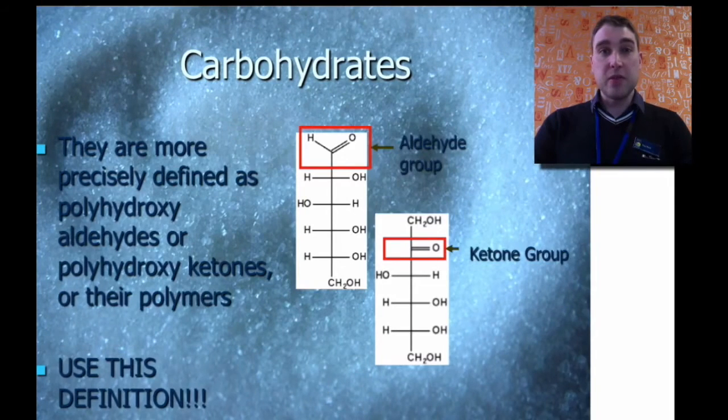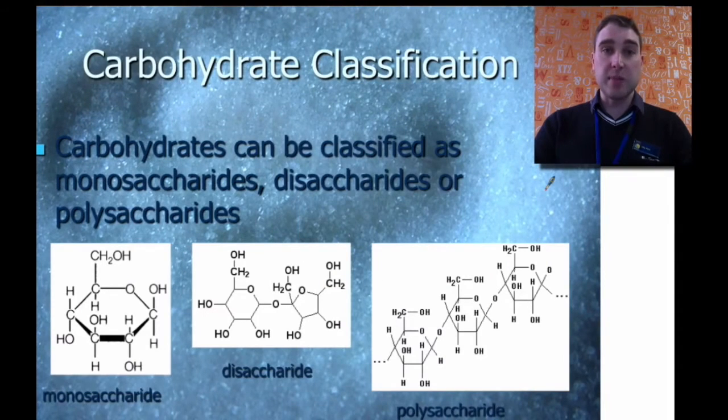The precise definition of what a carbohydrate is: it's a polyhydroxyaldehyde or polyhydroxyketone, or a polymer of a polyhydroxyaldehyde or a polyhydroxyketone. So a nice way to summarize that is polyhydroxyaldehydes or ketones or their polymers. Here are some examples. In this one here we've got an aldehyde group at the end, and in this one here we've got a ketone group. We can join these together and make long chains of carbohydrates, so we can make polymers out of these as well.